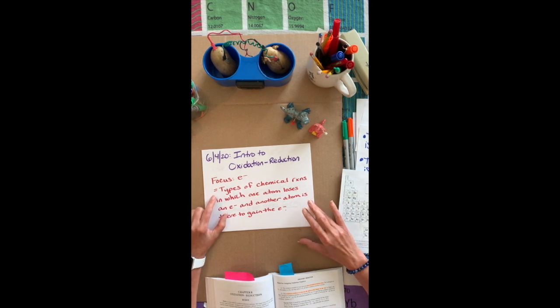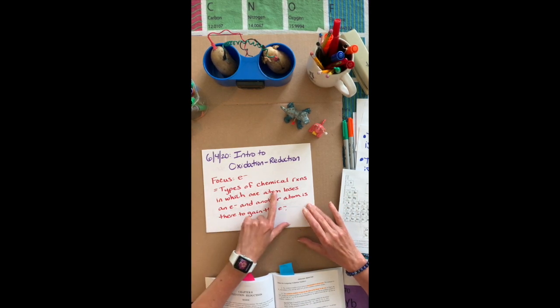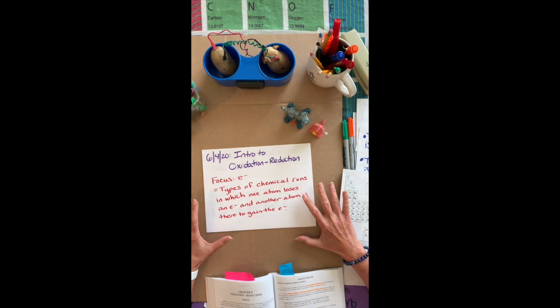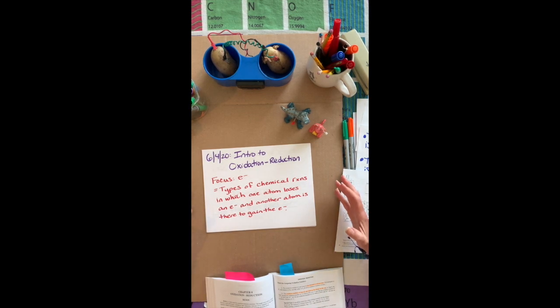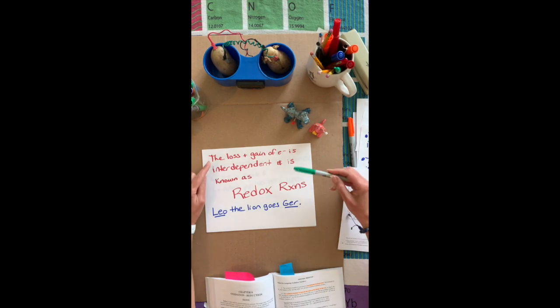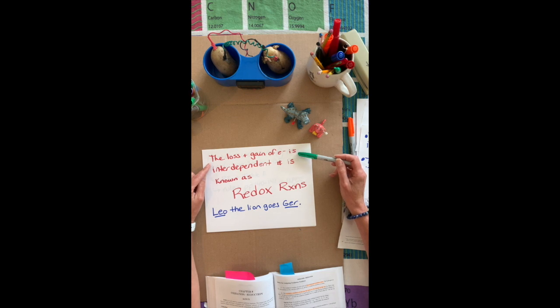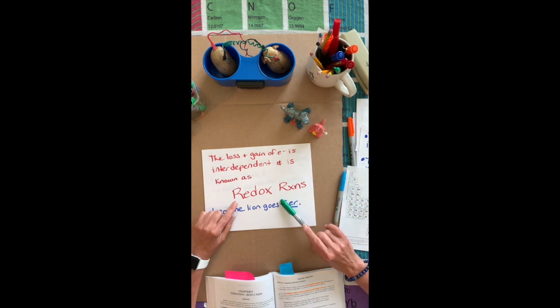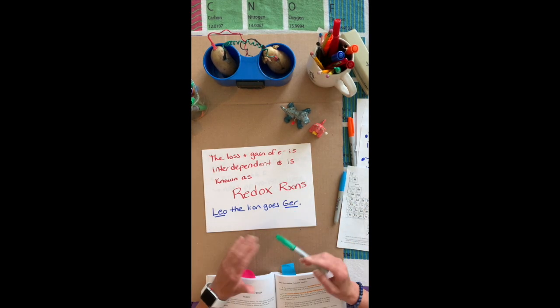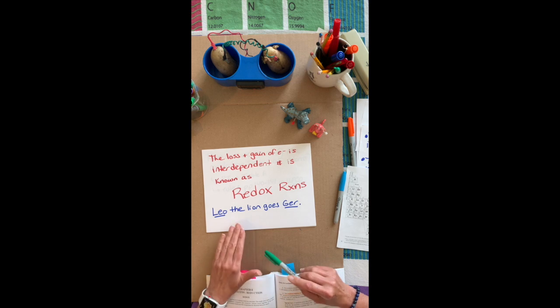Oxidation reduction refers to types of chemical reactions in which one atom loses an electron and another atom is there to gain the electron. The loss and gain of electrons is an interdependent relationship, and it is known as a redox reaction.